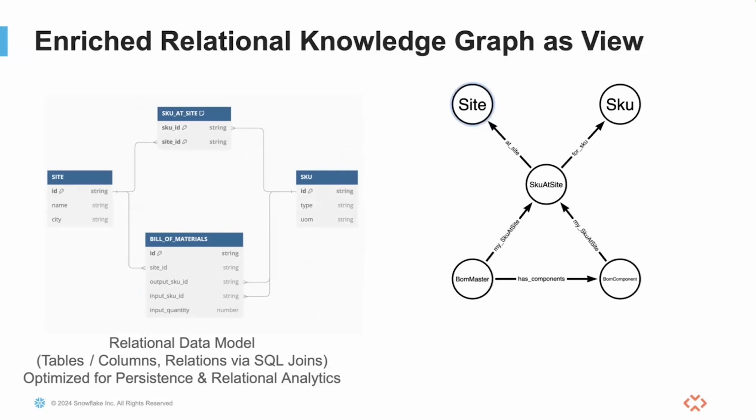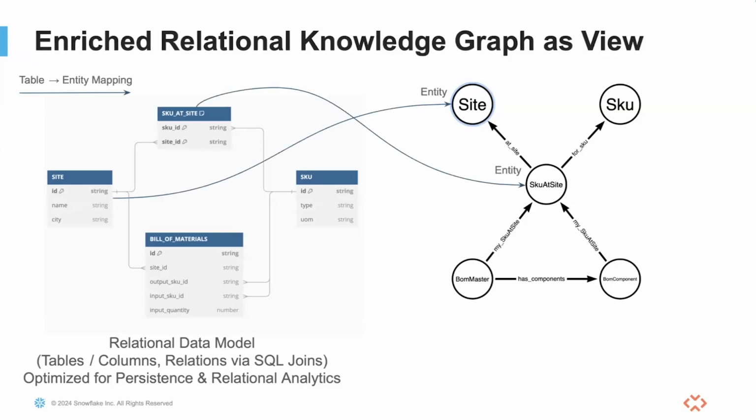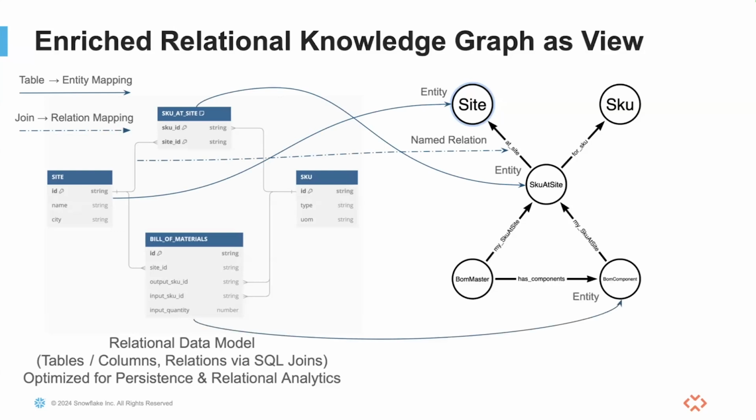Now, with a relational knowledge graph, we help you elevate your implicit foreign key relationship SQL joins into explicit relationships by modeling the business in the most natural way. In this case, I turn each table into a business entity with meaningful names. I also make those implicit foreign key relationships and joins into a named relationship called "at site", where the SKU at site actually references a specific business object on the site side.